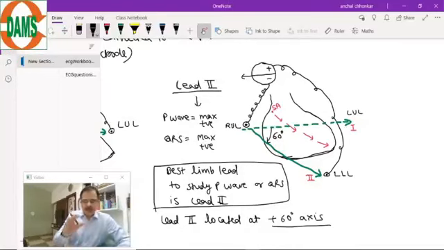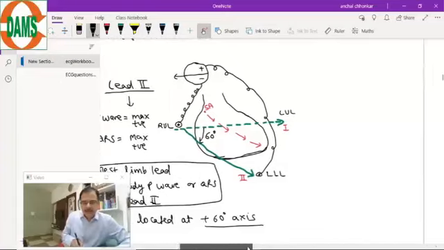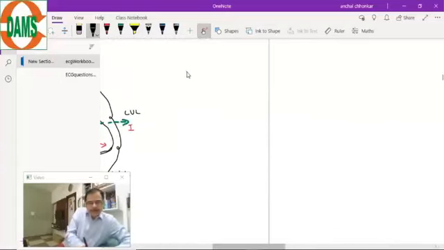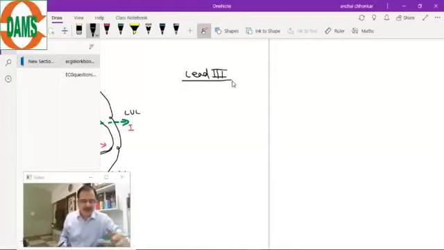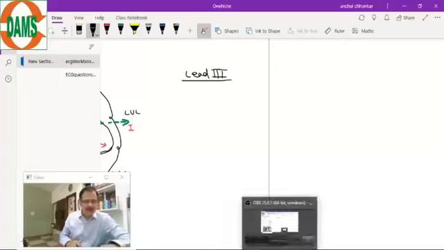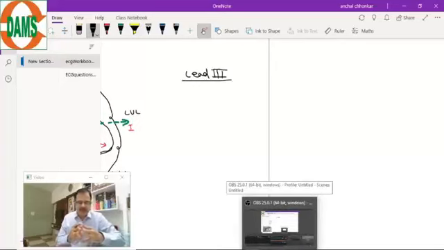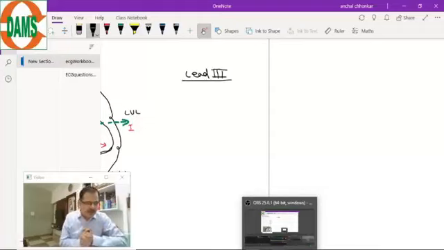Now coming to the lead 3 system. So come to the lead 3. We'll understand the concept with the help of diagrams and visualizing those diagrams. The first step in understanding this is the vertical position of the heart and the normal depolarization direction.